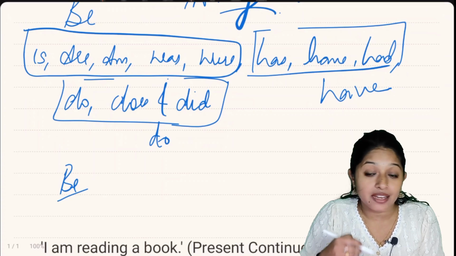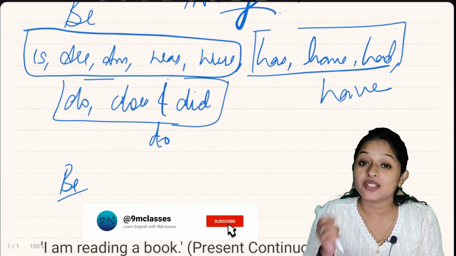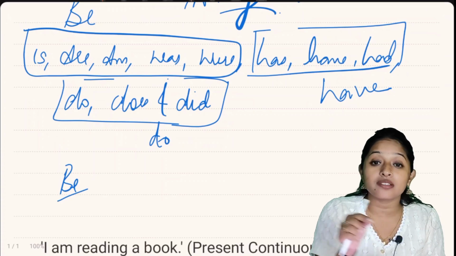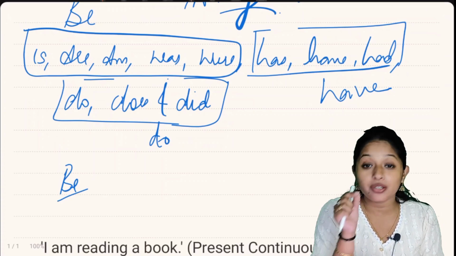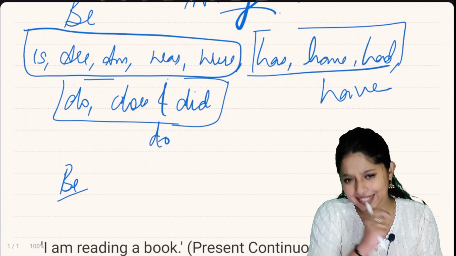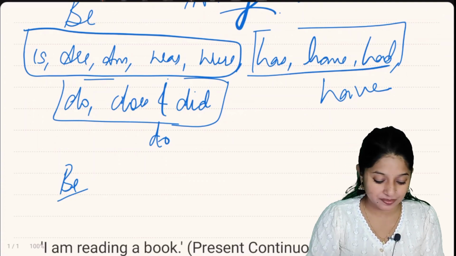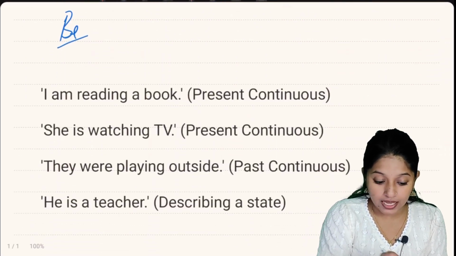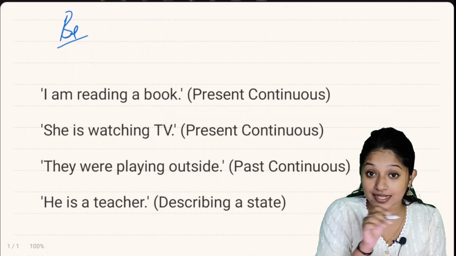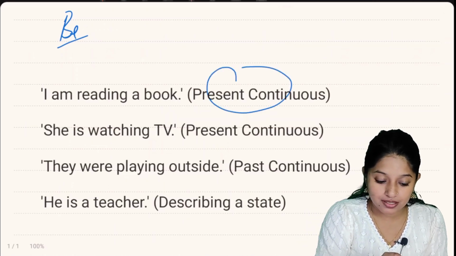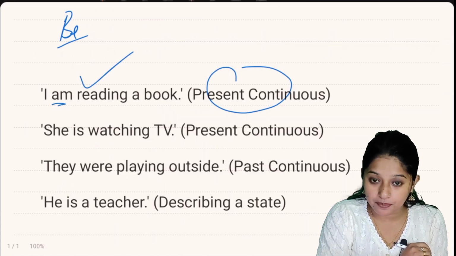So where can we use them? We are generally using them in an action which is in progress or to describe a state of being. Let's see some examples and get it clarified. I am reading a book. I am reading a book means that is an action in progress, right? That is present continuous. So that's why we are using am.